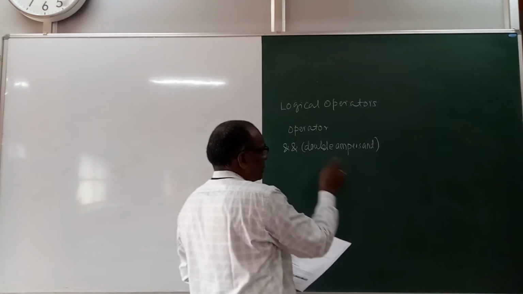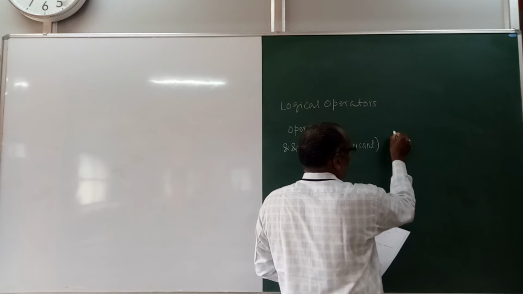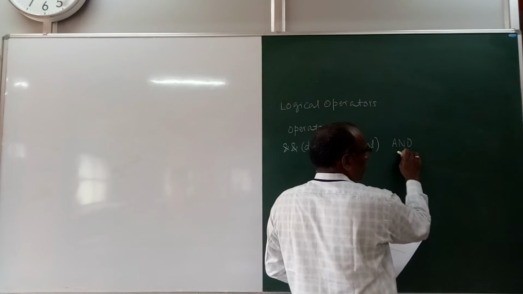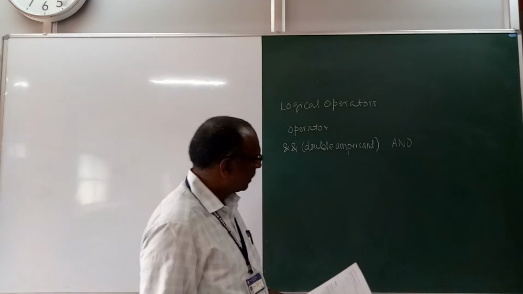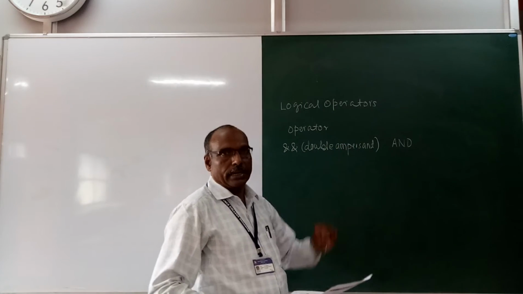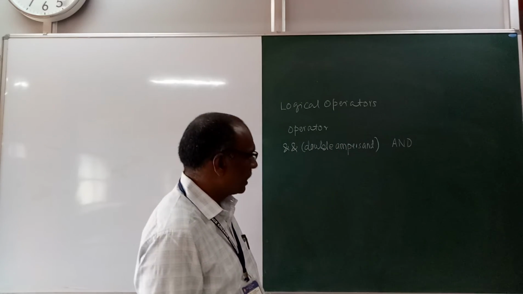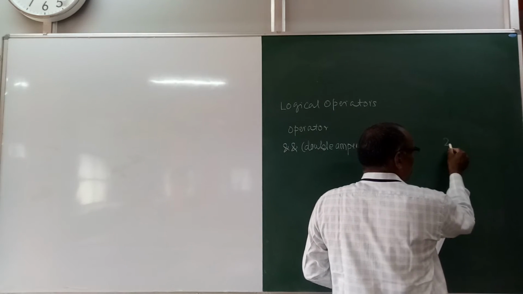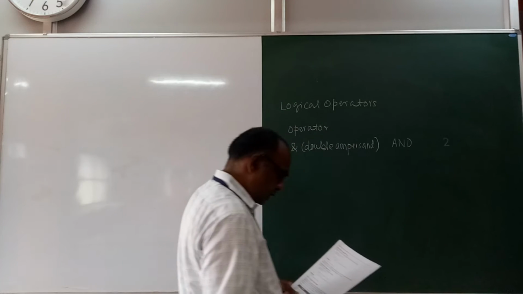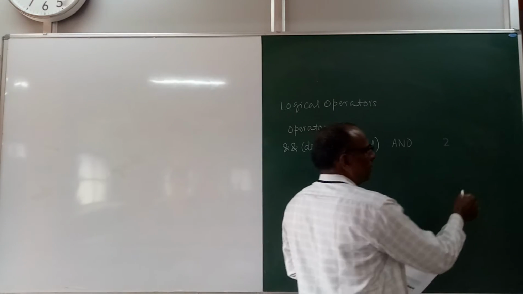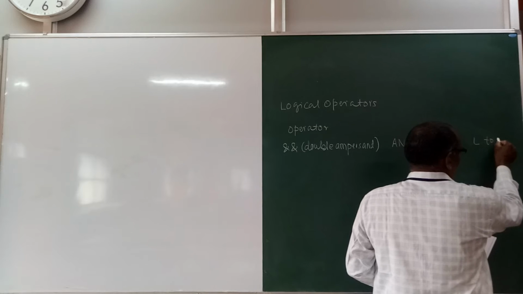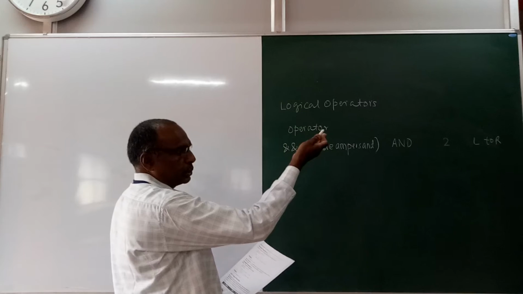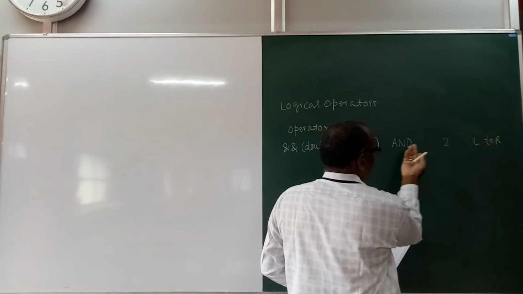And the meaning of this is logical AND. Very soon you are learning about this in practicals. Hope this has been covered in number systems and Boolean algebra. Its priority, its precedence, is 2. It will be evaluated from left to right, and that is called associativity. This is called precedence.